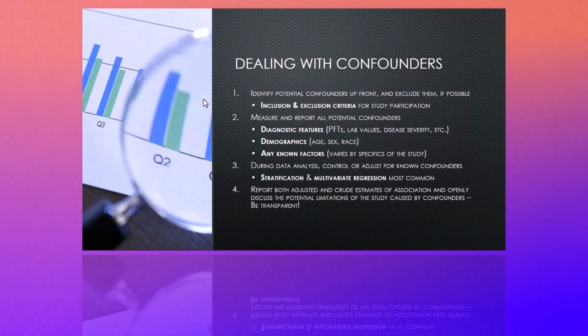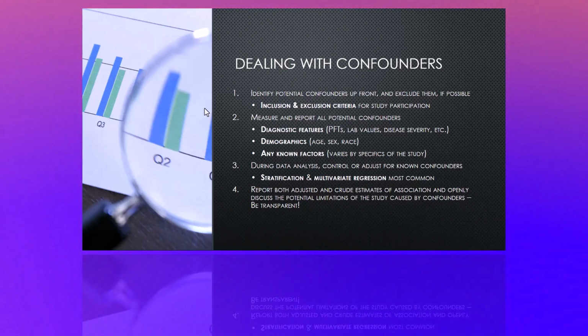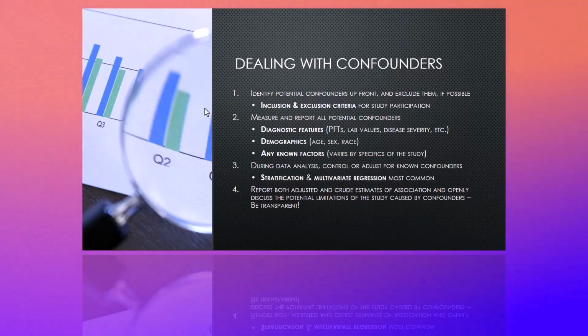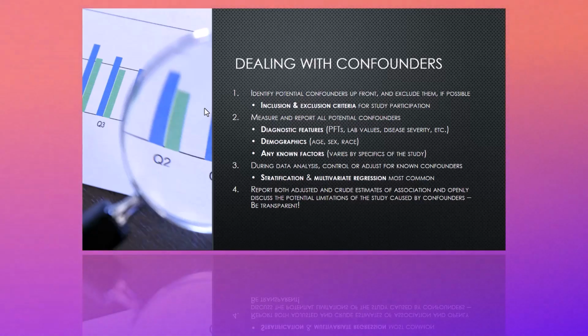So next, we're going to measure and report all potential confounders. So any lab values, diagnostic features, disease severity, PFT values, demographics, and any other known factors that can affect the outcomes. So number 3 here, at the end of your study, you have all the data. Now it's time to analyze that data. This is where our statistics comes into play. And here, using statistics, we control or adjust for our known confounders to more accurately represent the true relationship between the intervention and the outcome and mute those confounding variables.